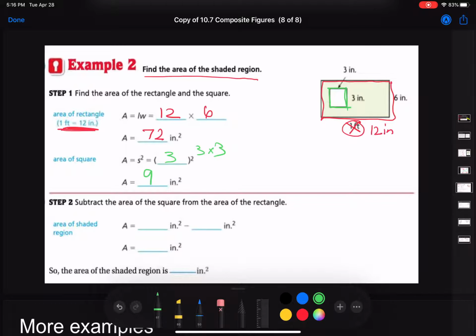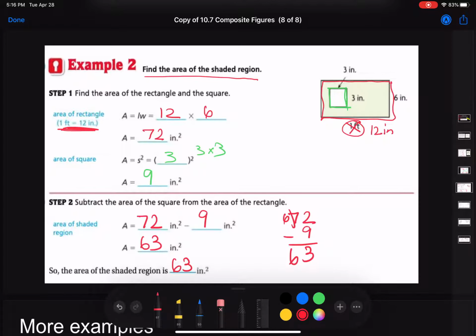Now, in order to find the shaded area, you have to take away that little white square. And you know that the area of that little white square is 9 inches squared. So you're going to come to step 2. You need to subtract the area of the square from the area of the rectangle. So what do we have? We have 72 minus 9. So you're going to go 72 minus 9, and you should get 63. And you get 63 inches squared.